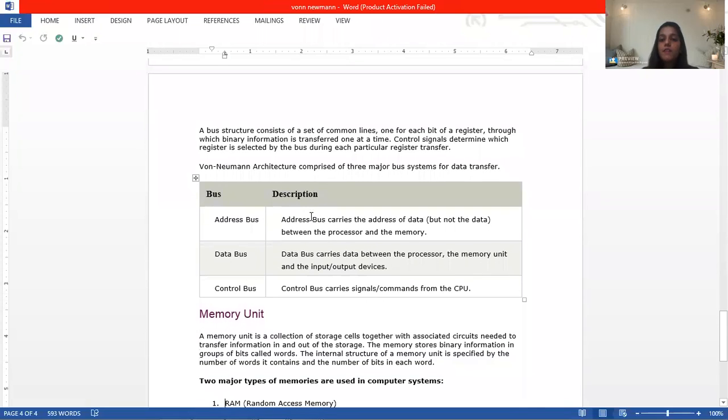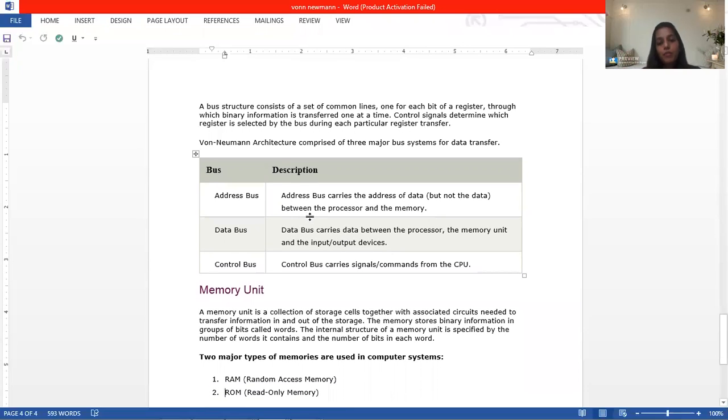So address bus क्या करेगी? Carry करेगी address of data but not the data between the processor and the memory. Actual data carry करेगी. The next is the data bus. The data bus carries data between the processor, memory unit, and the input output devices. ये तीनों का data carry करेगी. The control bus carries signals and commands from the CPU, क्योंकि control क्या है? Control bus जो है वो खाली control करेगी signal commands from the CPU.